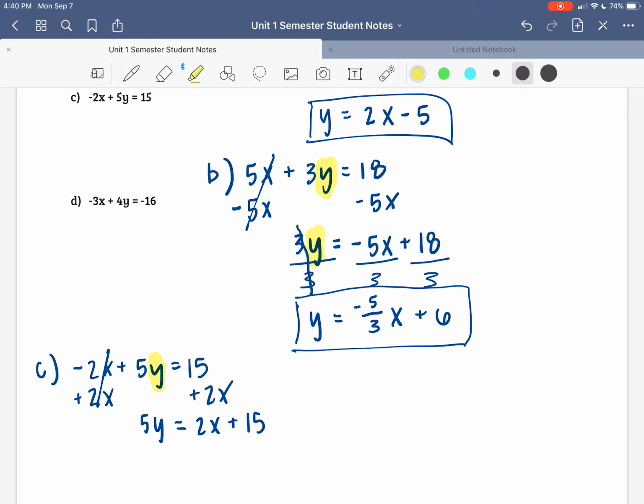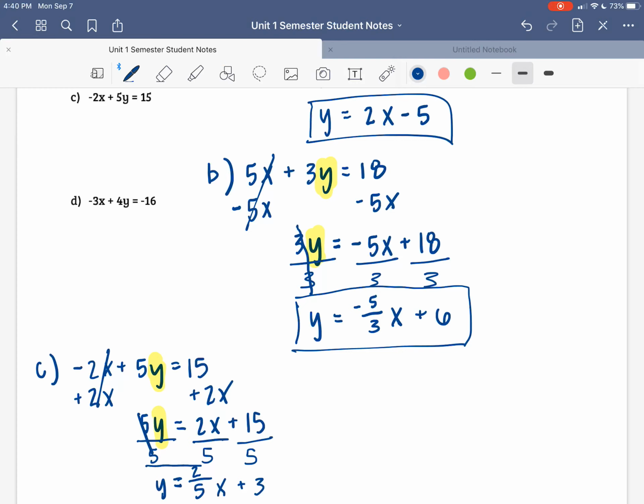And now, still keeping in mind my goal of getting y by itself, I'm going to divide everything by the coefficient, by 5. And that's going to leave me with y equals 2 divided by 5, not going to work out nicely, so we'll just leave it as a fraction. 2/5 x, and then 15 divided by 5 is 3.